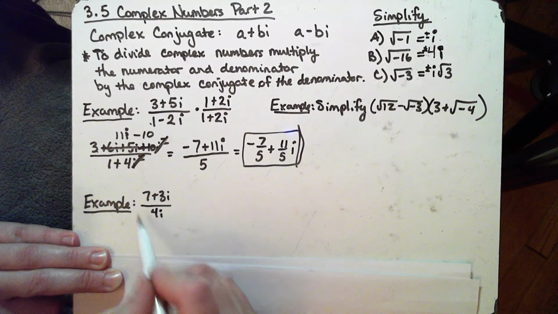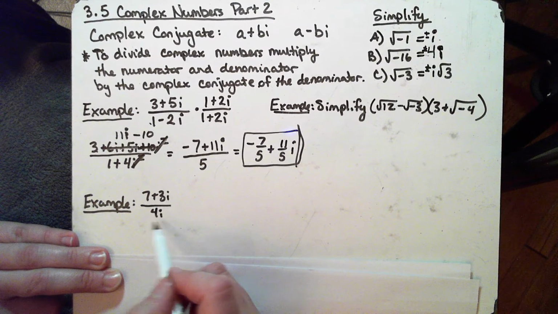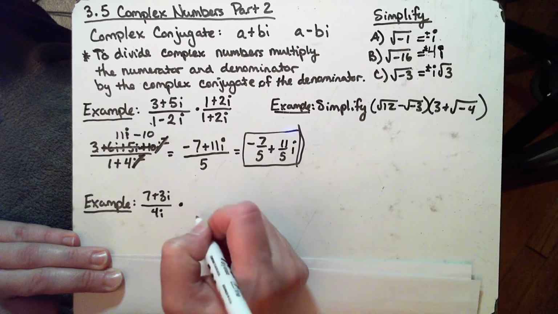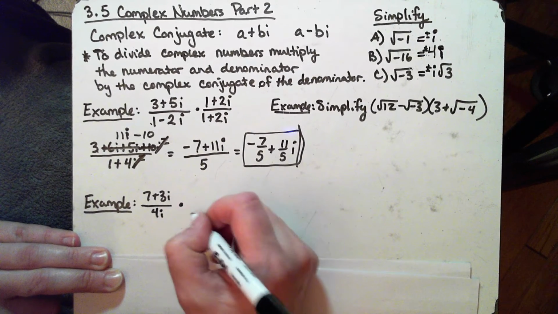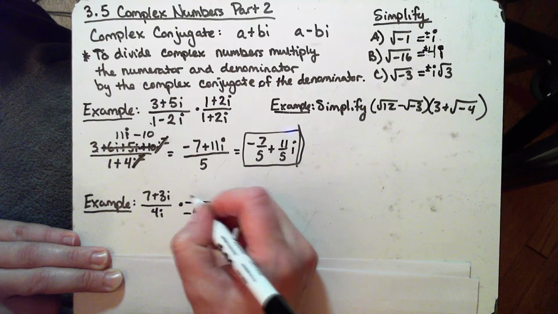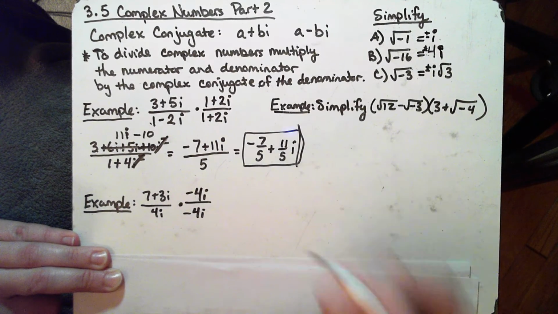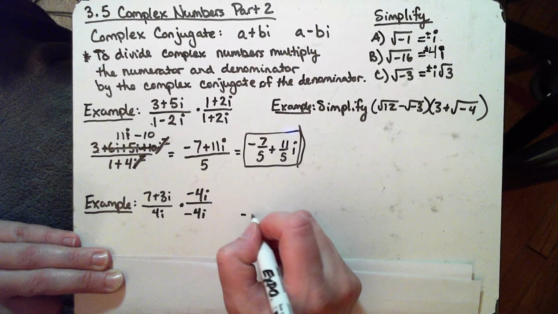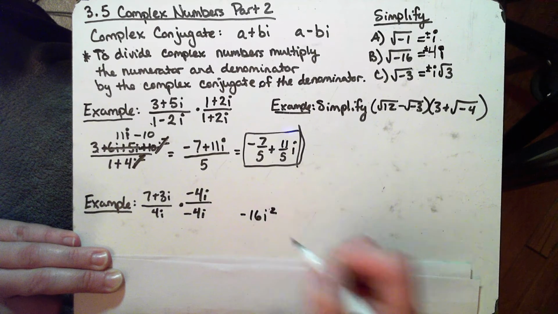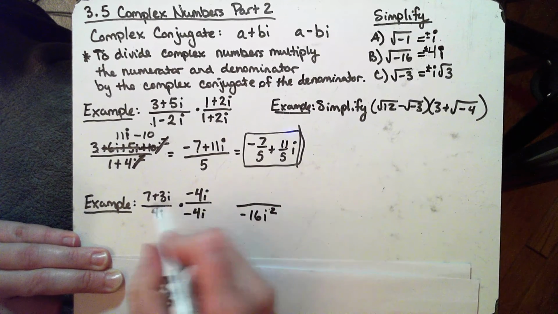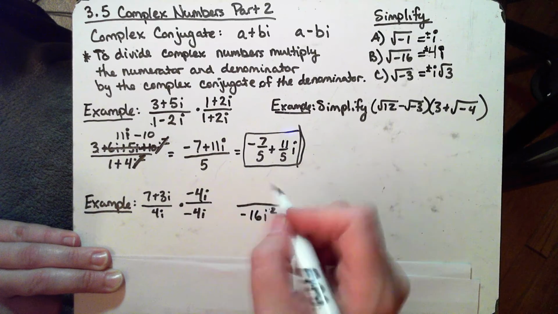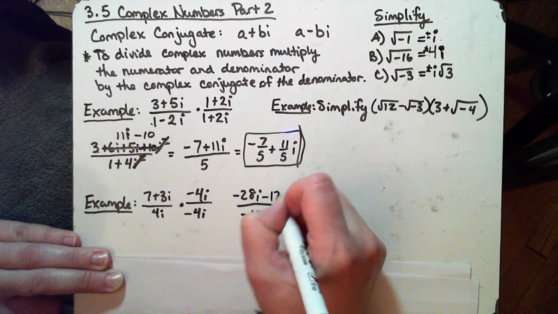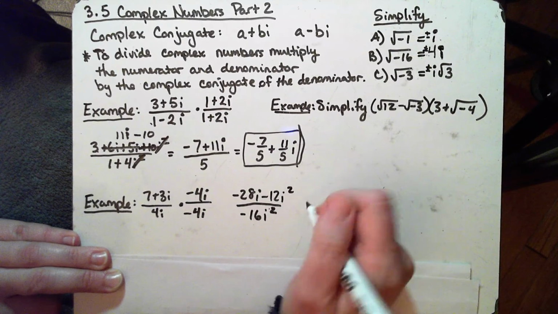Let me show you another example. This one's kind of special because, well, notice there's no 2 terms in here. So what sign do I change? Well, all I do is I just change the sign on this 4i, and it becomes -4i and -4i. And then I'll just multiply that through. In the denominator, 4 times -4 is -16, and i times i is i squared. In the numerator, I'm just going to multiply this -4i in. -4 times 7 is -28i, and -4 times 3 is -12i, and i times i is i squared.